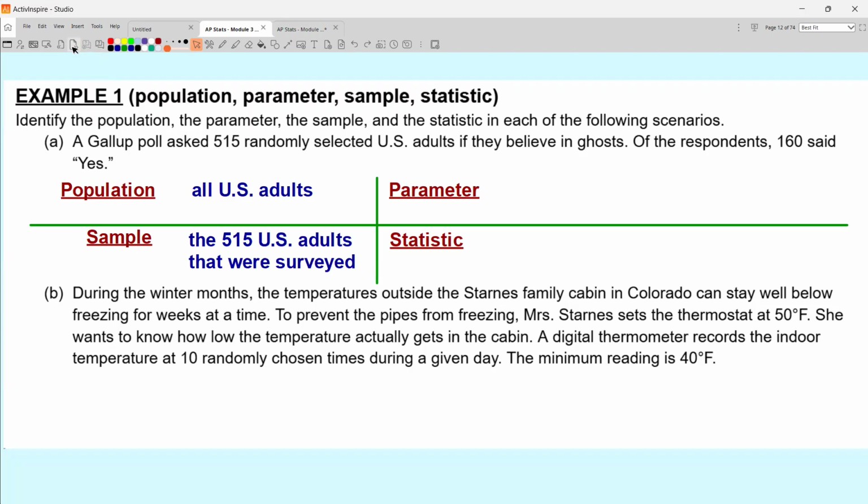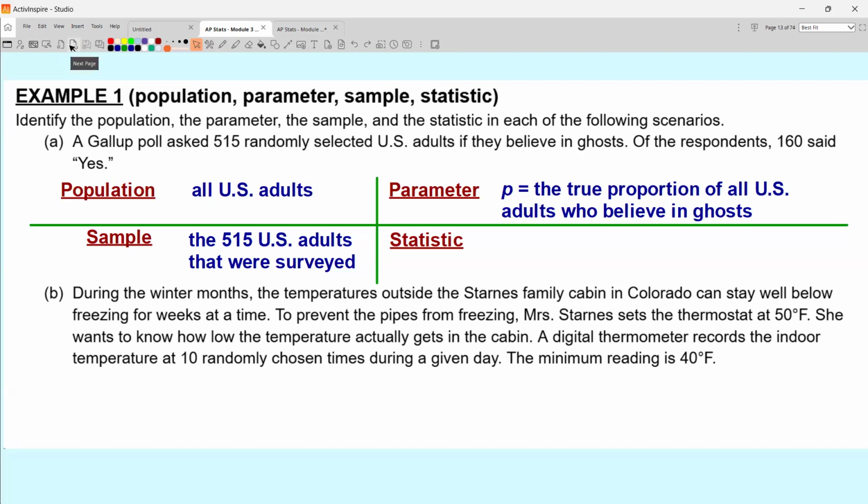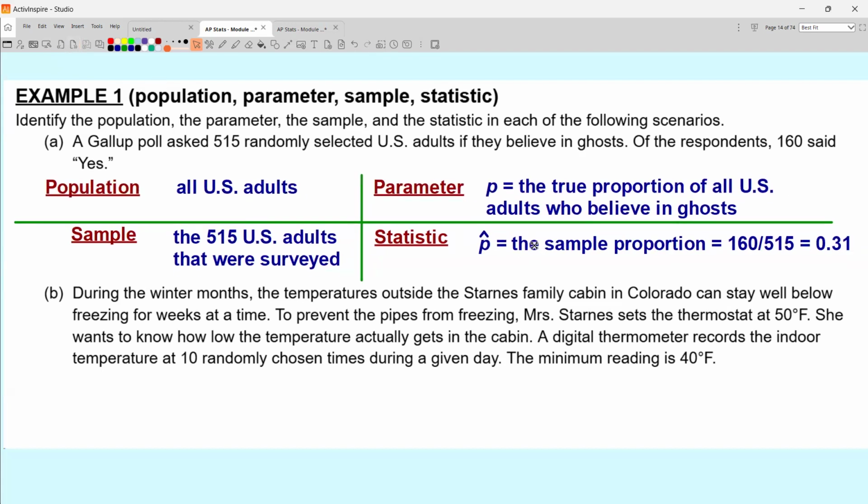What's the parameter we're trying to measure? Well, let's think about it. A yes or no situation would be some sort of percentage or proportion. So the parameter is p, the true proportion of all U.S. adults who believe in ghosts. And therefore, our statistic is going to be the sample proportion. And we'll usually denote that with a little hat on top. So that little p-hat is your sample proportion. In this case, 160 out of 515 said yes, so 0.31.